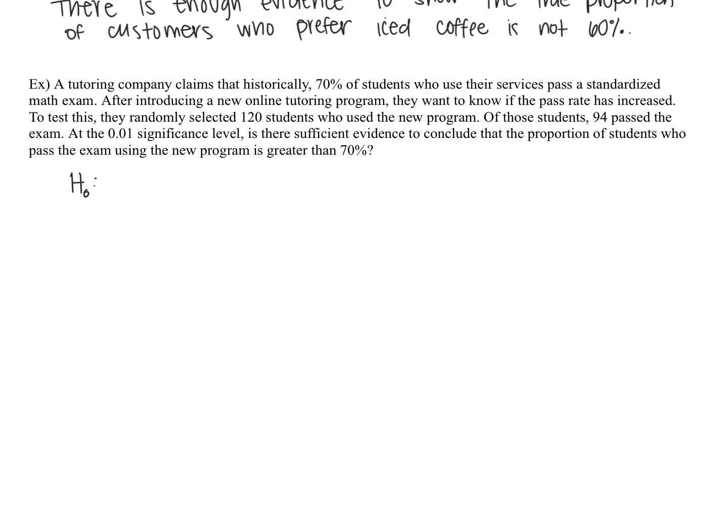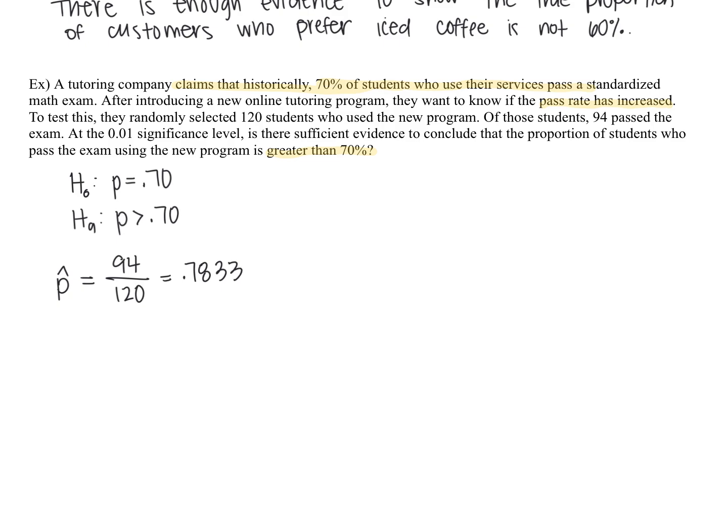So for our null hypothesis, they claim that 70% of students pass, so it's going to be that p equals 0.70, and we are trying to determine if the pass rate has increased and is now greater than 70%. So our alternative hypothesis is that p is greater than 0.70. So for our p-hat, we'll do 94 over 120, which is 0.783 repeating. So I'm going to do 0.7833.